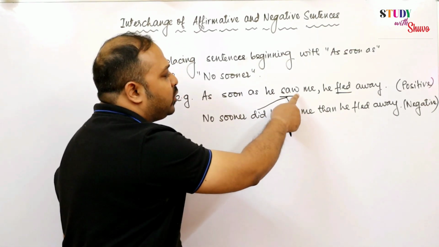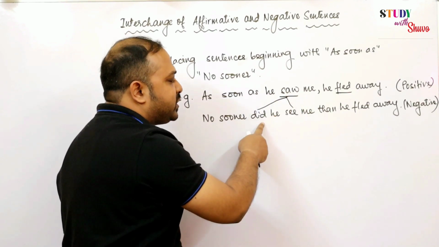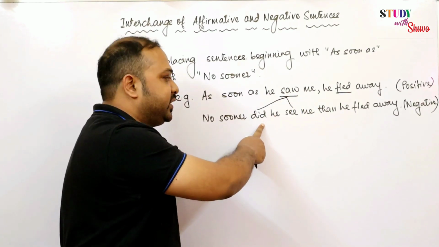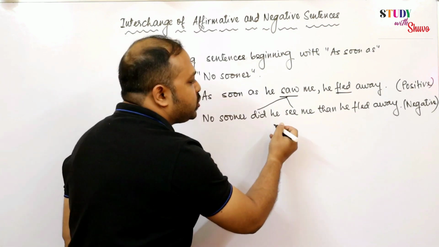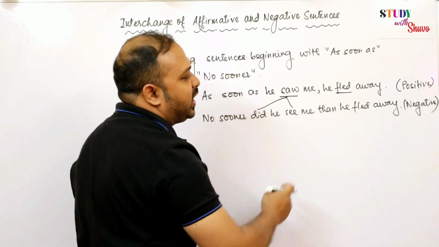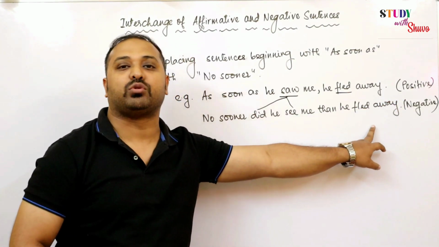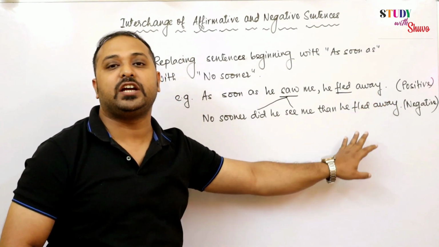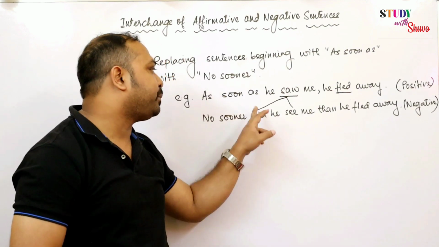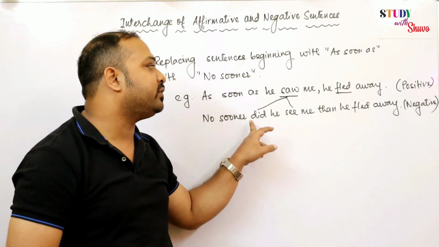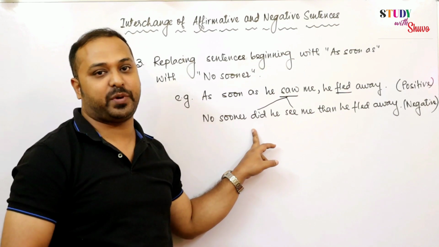So we broke down the verb saw using the auxiliary verb did. So the answer is, no sooner did he see me than he fled away. In this way, we changed a positive sentence into a negative sentence. Meaning remains intact. We have replaced the way in which the sentence has been expressed.